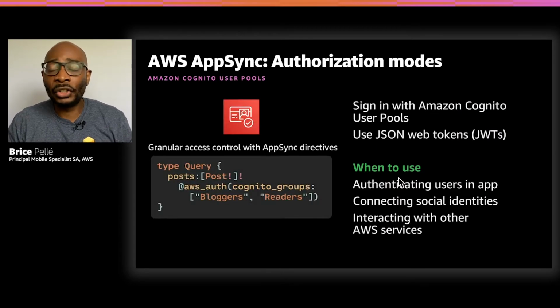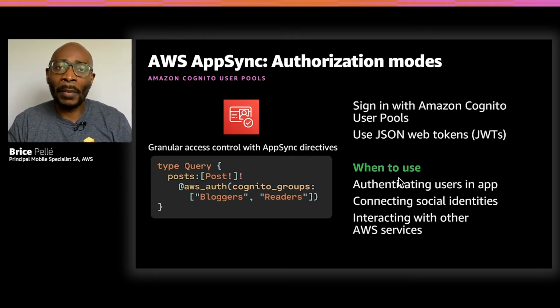Let's take a look at Cognito user pools. So this is a great mode to use if you have an application where users are signing into the app with Cognito user pools and then using the JSON web tokens, the JWTs that they receive from the Cognito user pools, to gain access to your API. So, like I said, it's a great mode to use if you're authenticating users in an app, and also if you need to connect social identities using Cognito user pools, because that is another feature of Cognito user pools.